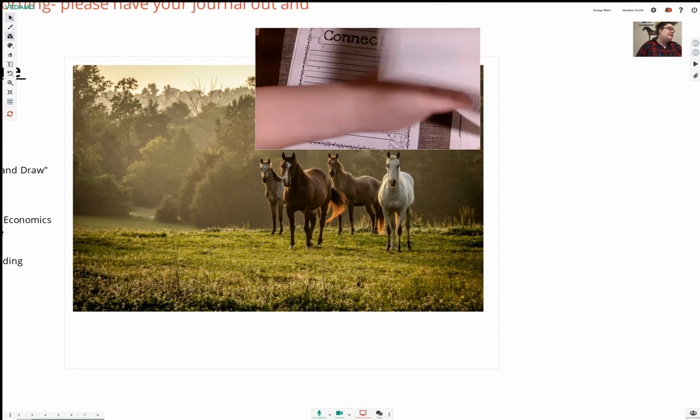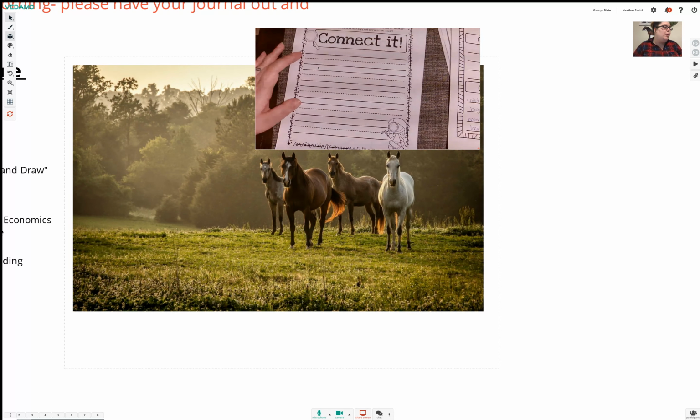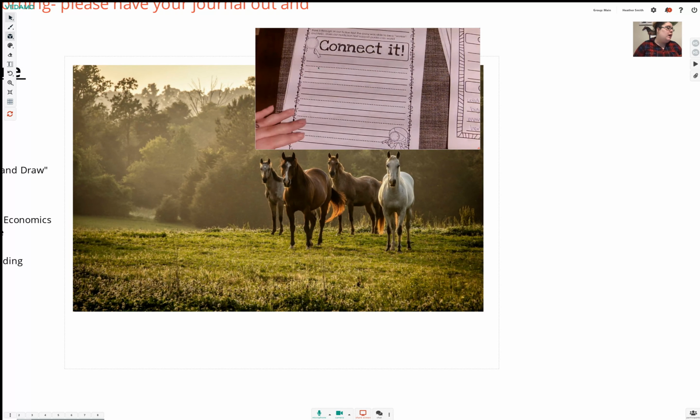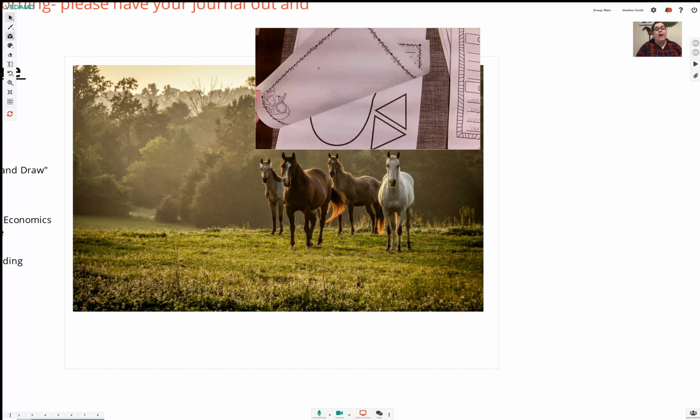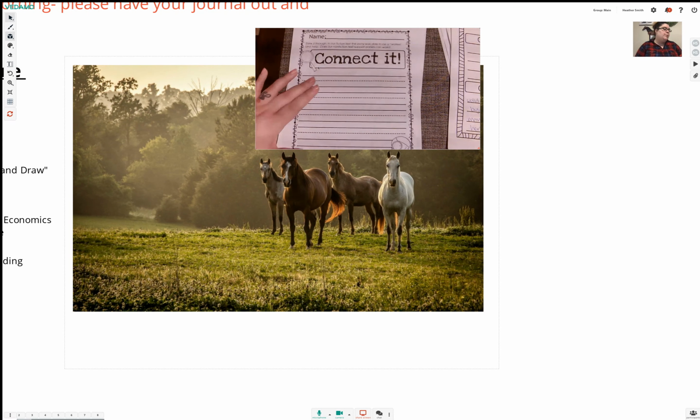This morning, we're doing Connect It. In our fiction text, the pony was able to be a worker and help. Does our nonfiction text support this? So yesterday, we drew this and answered this question. Today, we're going to write it to answer this question.